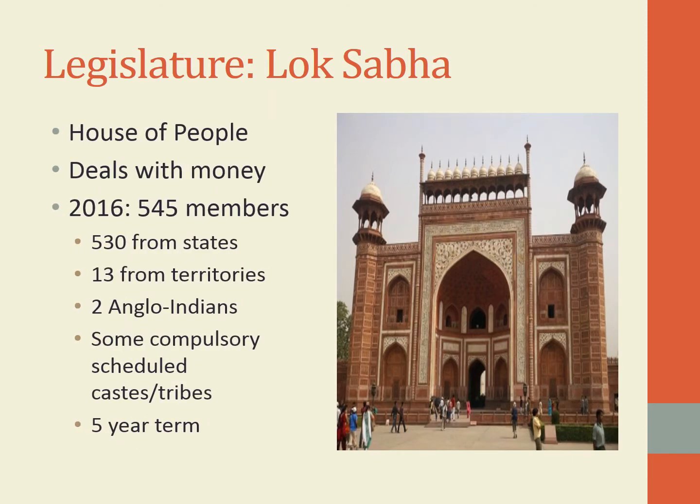The legislature is made up of two chambers. The lower chamber, the Lok Sabha, or House of the People, deals with money. It has 445 members in 2016, 530 from the states, 13 from the territories, 2 Anglo-Indian members, some compulsory and scheduled caste or tribe members, elected to a 5-year term.